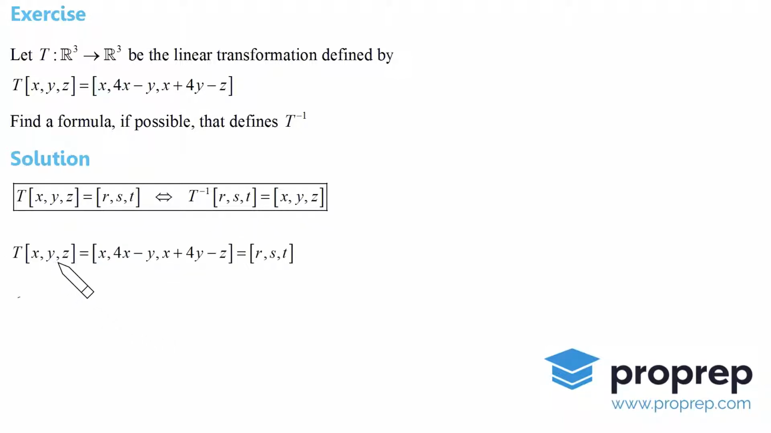Now we have the formula for T of x, y, z, which is this, and so what we do is equate this to r, s, t. When we equate vectors, we equate them component-wise. Each of them is a vector in R3, so we get three equations, or if you like, a system of linear equations. x is equal to r, 4x minus y is s, and so on. The r, s, t here are like given, and we've got to find x, y, and z in terms of r, s, and t.